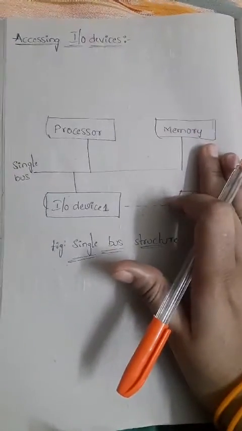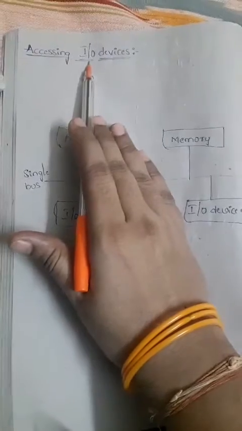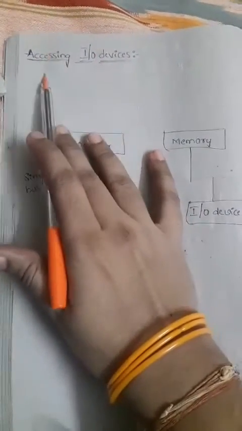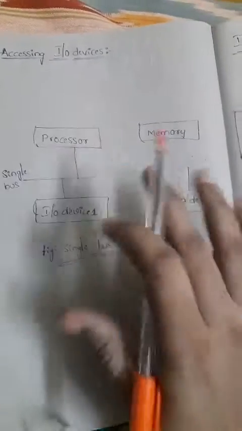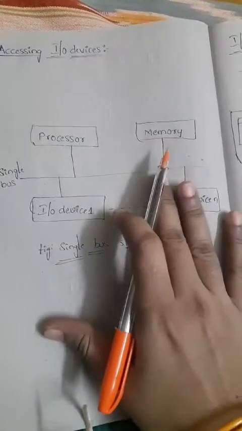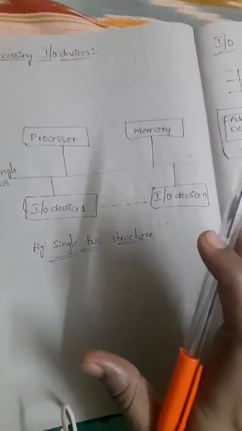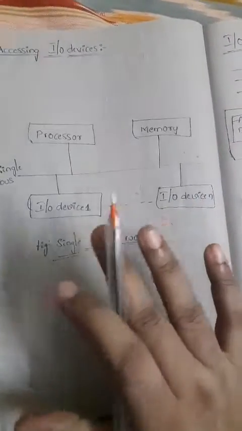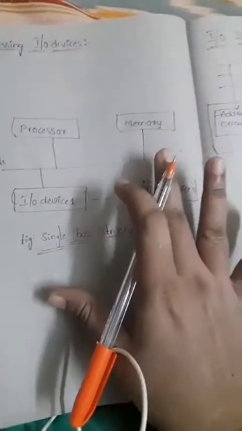In this class, we are going to discuss how our computer accesses the input output devices. Our concept name is accessing IO devices. Here, it refers to the ability of our processor to communicate with the main memory and input output devices. How is it going to establish the communication between input output devices and main memory? Now we'll see.